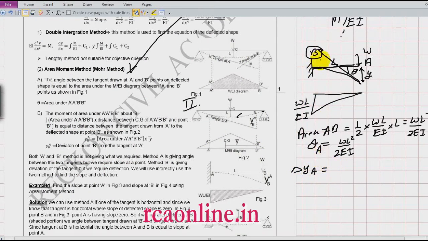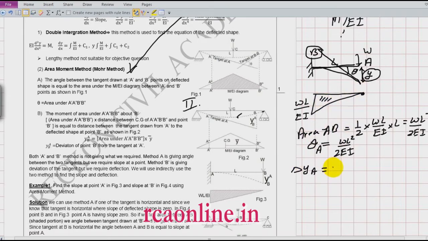Now what will be the deflection at A? So what will I do? Again the tangent is horizontal, so this is my deflection Y. Is it okay? And what will it be? Area of this and the moment about this point. So I have used the second theorem.